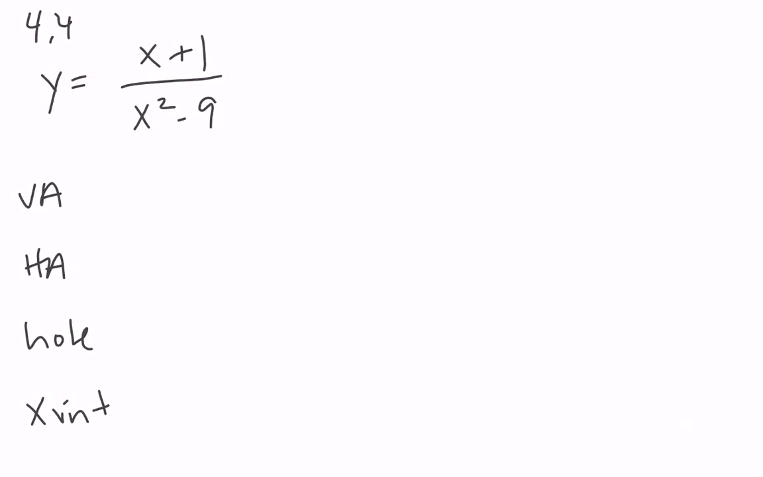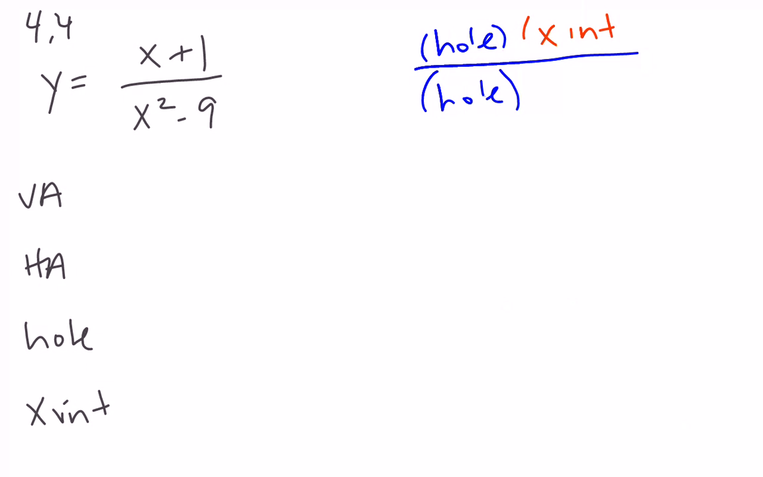Okay, what you need to know when we're looking at graphs is that you need to factor, and then holes are when you have a factor in the top and the bottom. What's left after you've looked at holes in the top are your x-intercepts. Anything left in the denominator is a vertical asymptote.